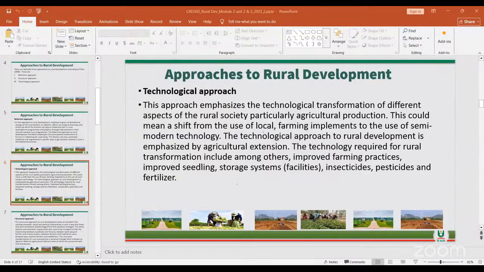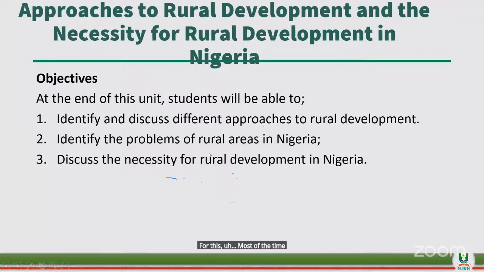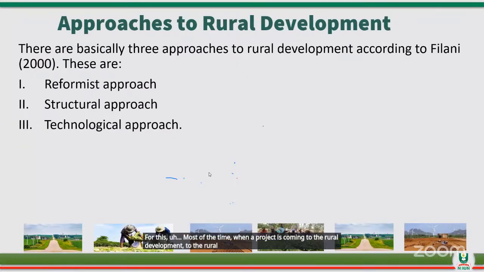what program does government have for rural development, or for the rural people, in order to educate them on this problem challenging the rural people? For this, most of the time when a project is coming to rural development, to the rural people, the people will receive the program, and you see government may not put more effort to make sure that that project prevails. They may leave it. At the end of the day, it's the community that will still suffer it.